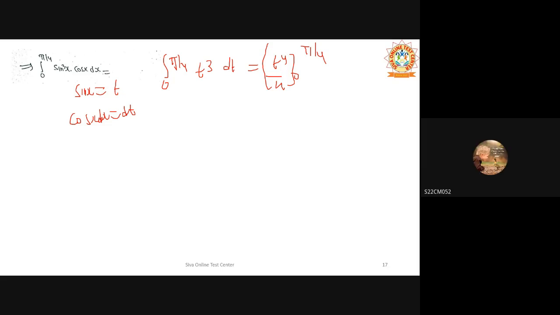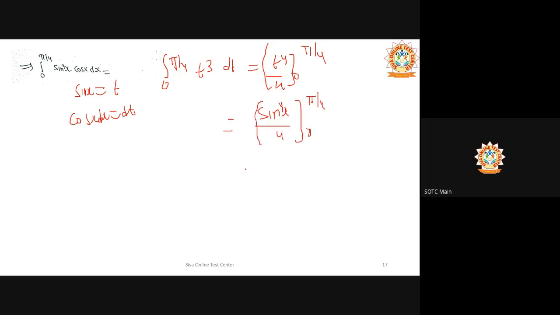Put sin x is equal to t, then differentiation of sin x is cos x dx will become dt, right? So then it will come integration of 0 to pi by 4. It will come sin cube x means t cube dt. So it will come t power 4 by 4 whole power 0 to pi by 4. Now substitute in the place of t as sin x. So it will come sin x whole power 4 divided by 4. The limits are 0 to pi by 4.